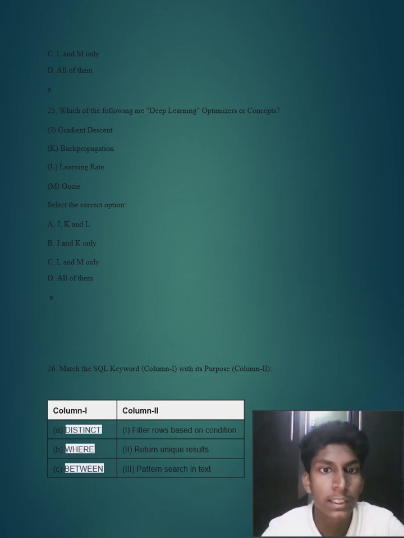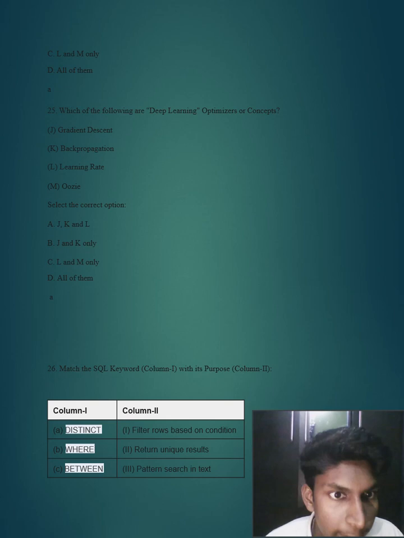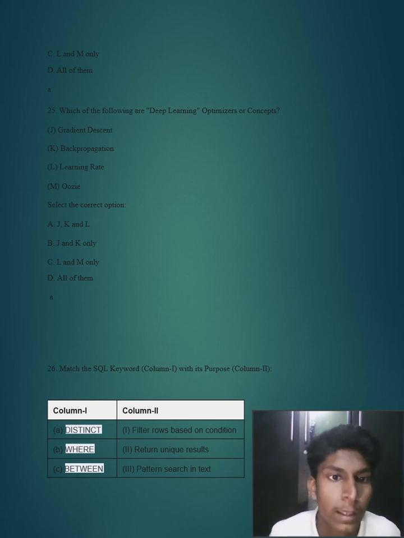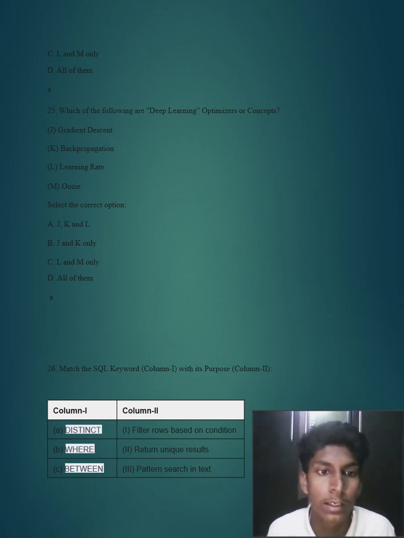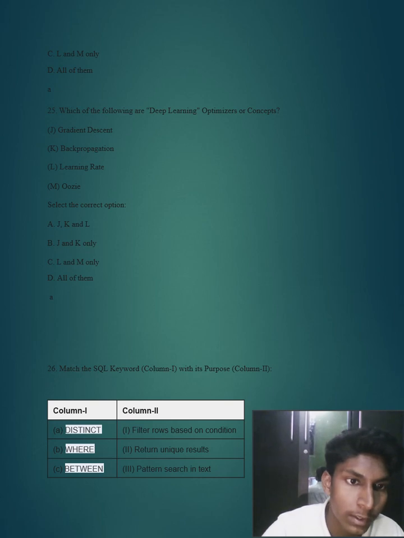Which of the following are deep learning optimizers or concepts? Gradient descent, backpropagation, learning rate, and another. Option A, J, K, L. Option B, J and K only. Option C, K and M only. Option D, all of them. So the correct option is option A, J, K and L.